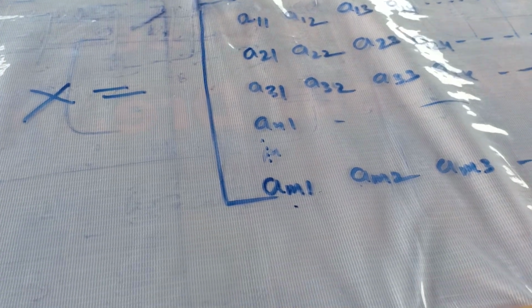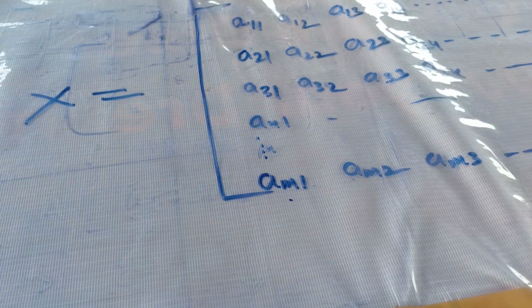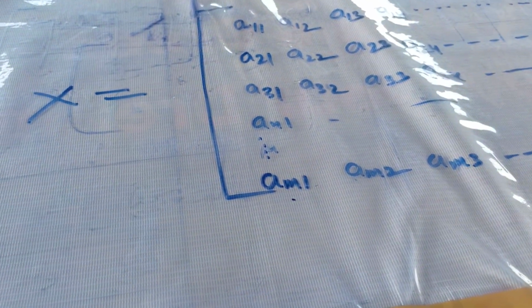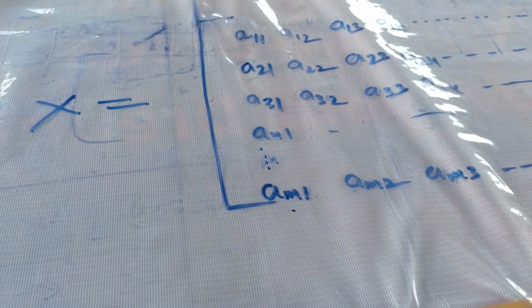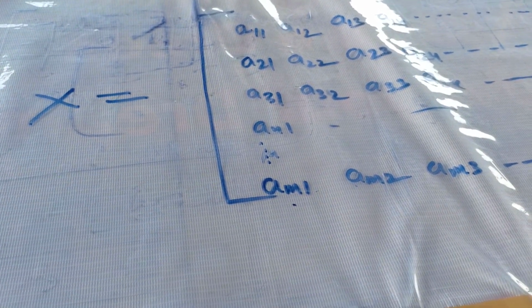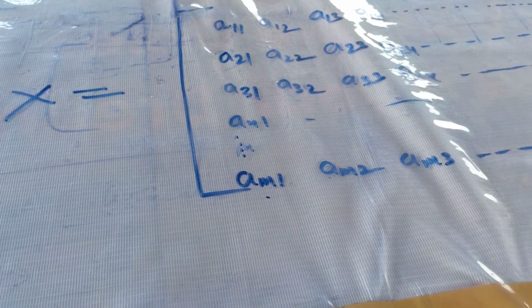Today I discussed what a matrix is, how to represent the matrix, how to write the matrix and its elements, and how to name a matrix. I also discussed what the order of a matrix is. In the next session, we are going to discuss different types of matrices.